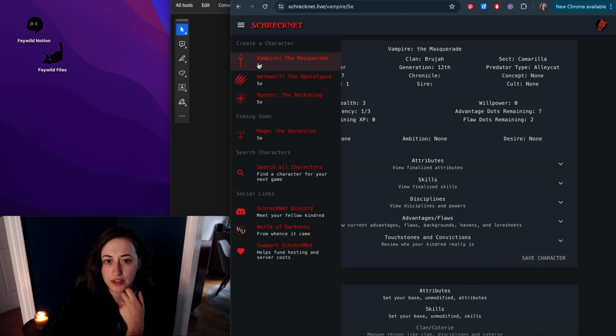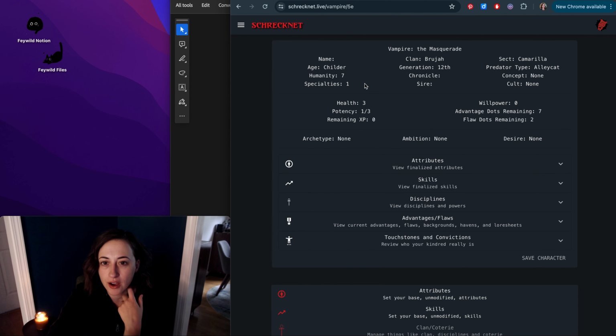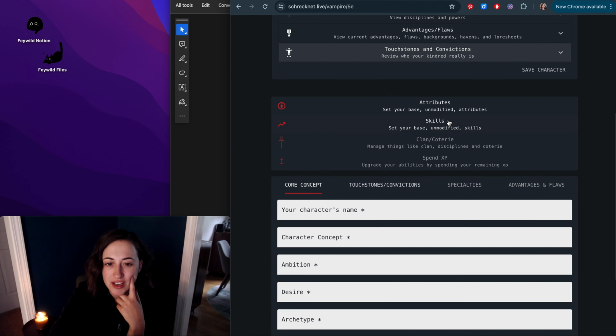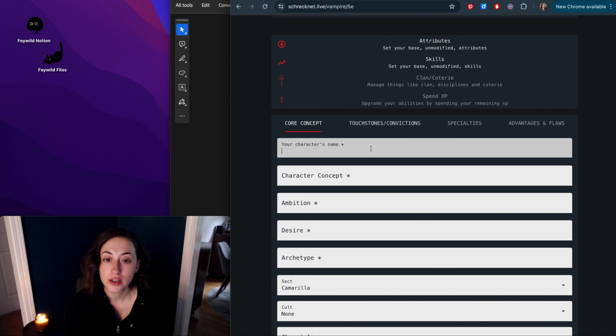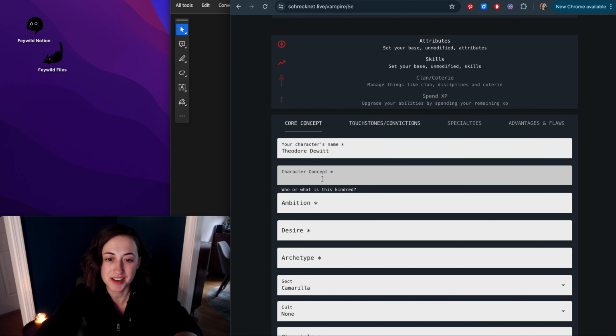And so if you click on create a character, it takes you to the page that we're on right now. You can see it pre-filled things, so don't panic about that. Just go on down. First thing is your character's name. My character's name is gonna be Theodore DeWitt, and my character concept.